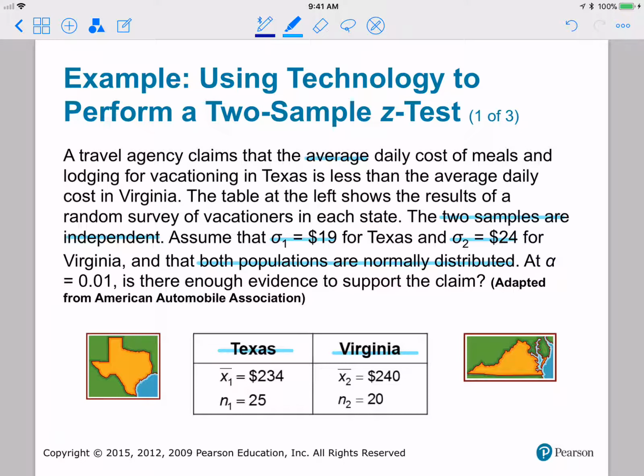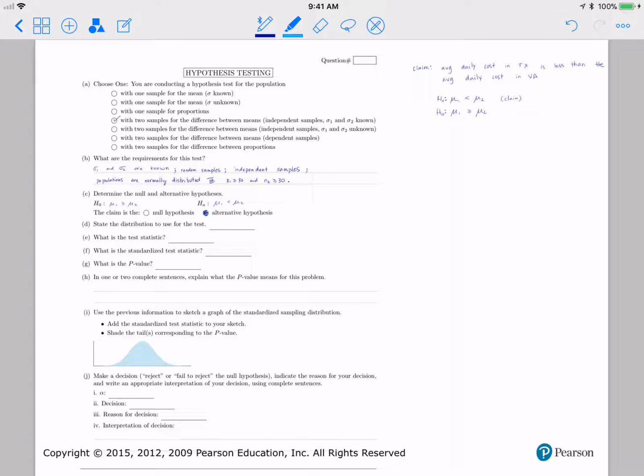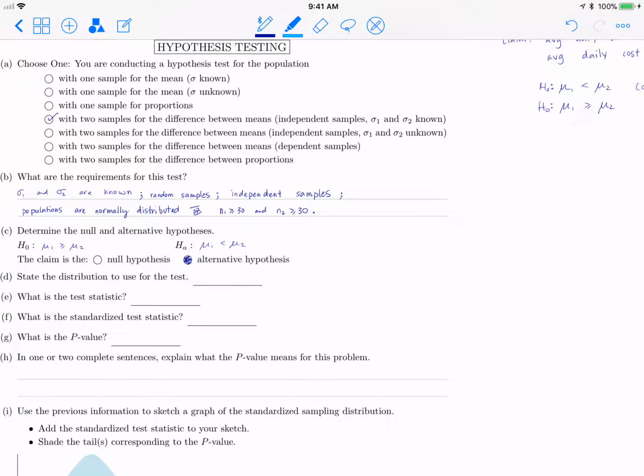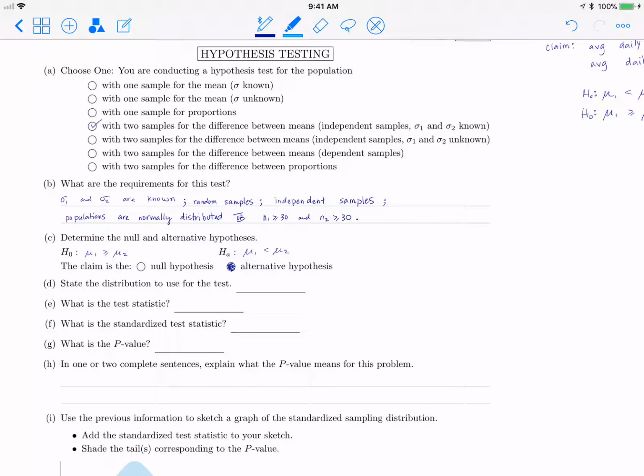Do we have the random samples? Let's see here. Here we go. Random survey of vacationers in each state. So that's how we know that all of our requirements for the test are verified. Okay, so let's do the next step, which is to state the distribution to use. We're going to use the Z distribution because sigma 1 and sigma 2 are known.